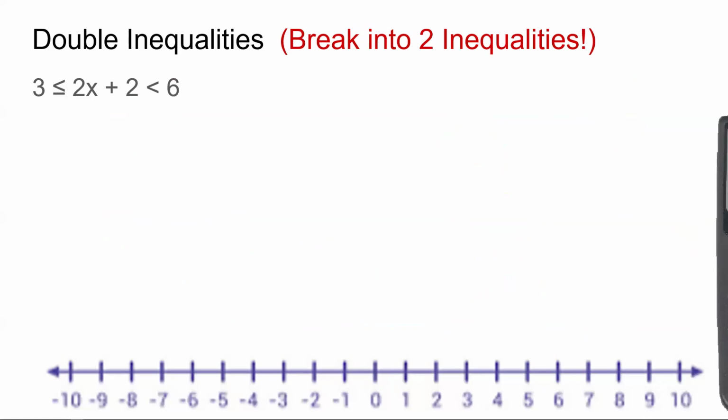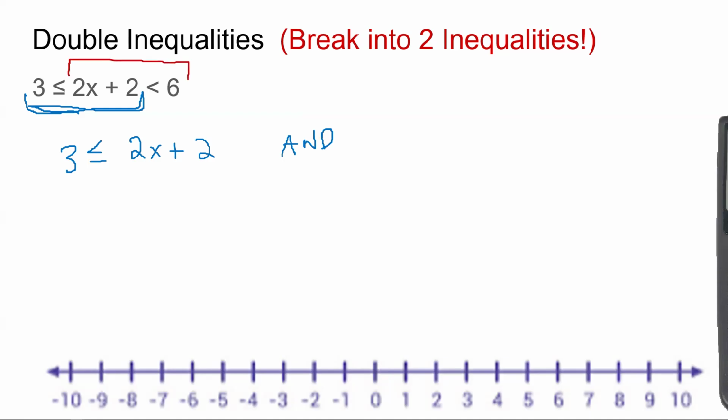And it's possible to do these on both sides at the same time. I find it a whole lot easier just to come in here and break it into two pieces. So I would take this much of it right there and say I've got one condition that says that 3 is less than or equal to 2x plus 2. And at the same time, I want to make sure that this part of it is true right there. So 2x plus 2 is less than 6.